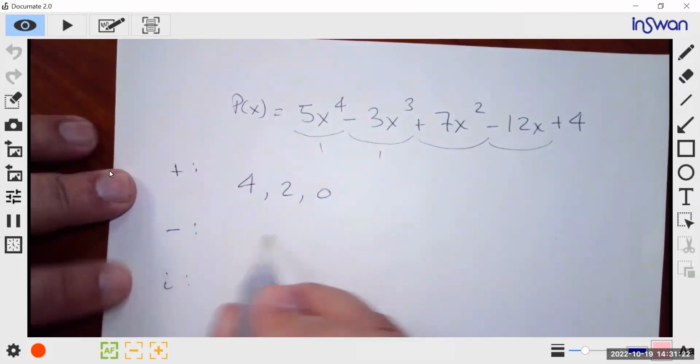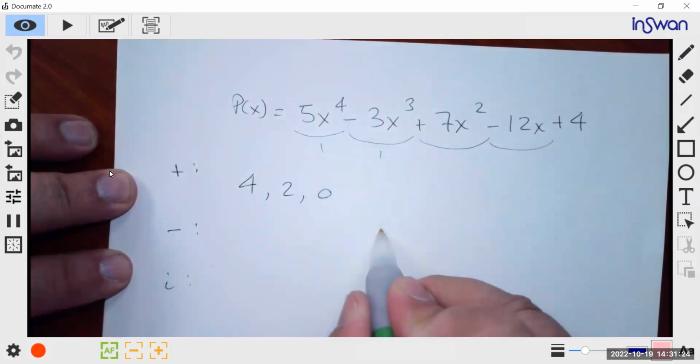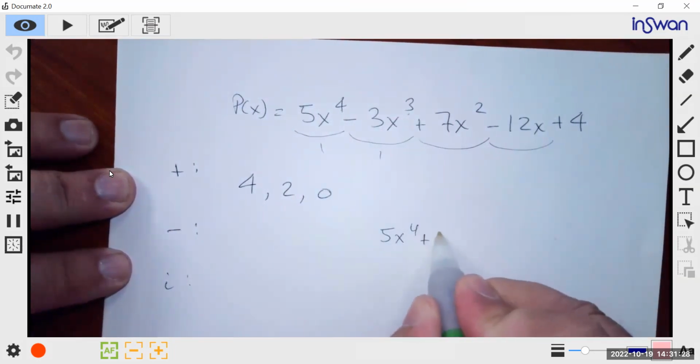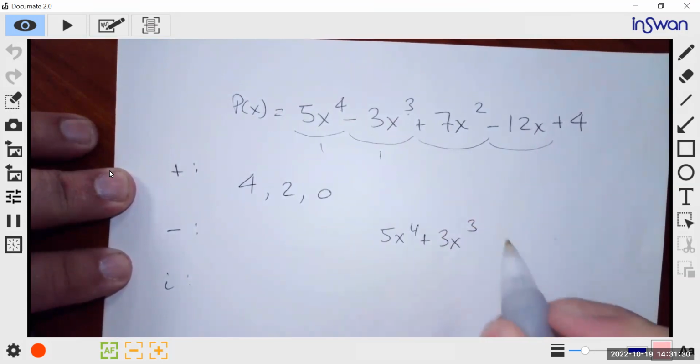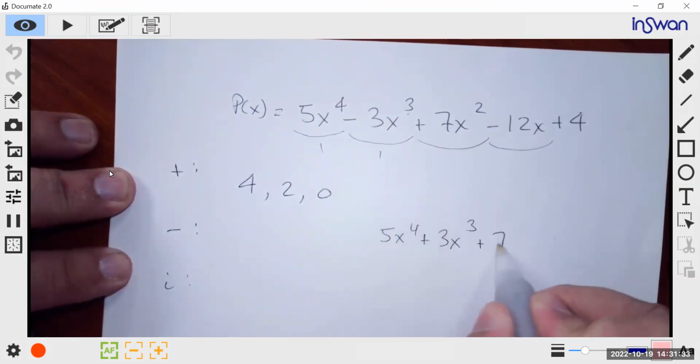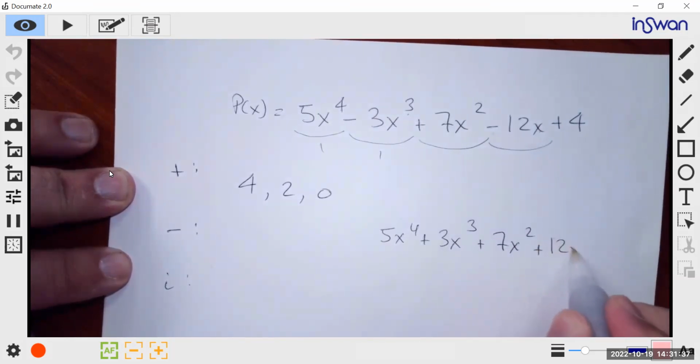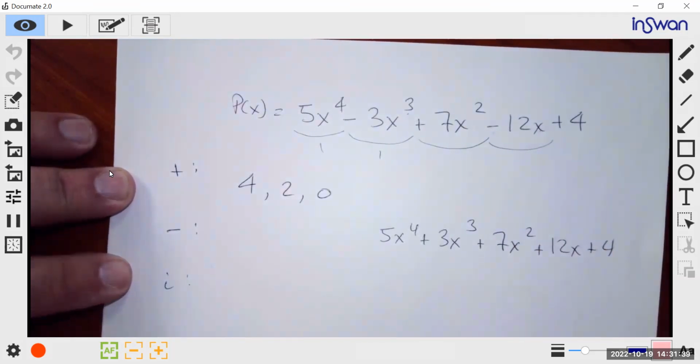How about the negatives? So that sign doesn't change. This is an odd, so that changes to a positive. That one doesn't change. That's an odd, so that changes. How many sign changes here? 0, so there's no negative answers.